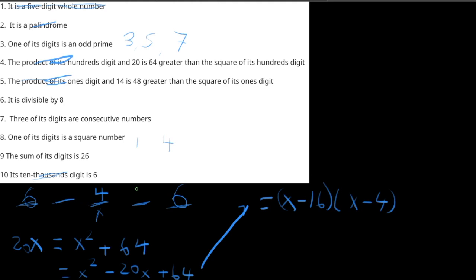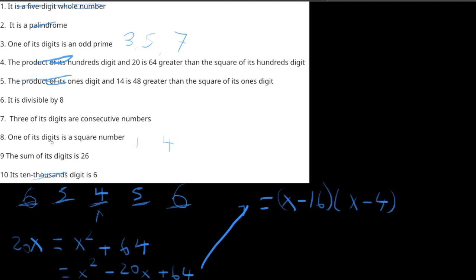Now from here, let's do other checks. One of the digits is a square number. 4, done. The sum of its digits is 26. So 6 plus 5, 11, plus 4, 15, plus 5, 20, plus 6, 26. Okay, so that's done. 3 of its digits are consecutive numbers. Great. 4, 5, 6, or 6, 5, 4.